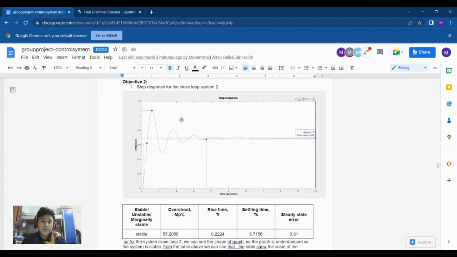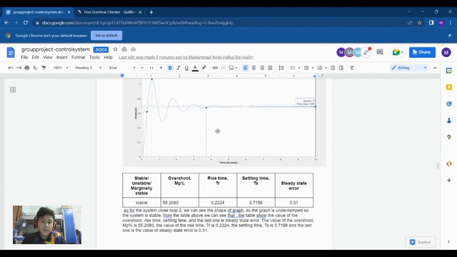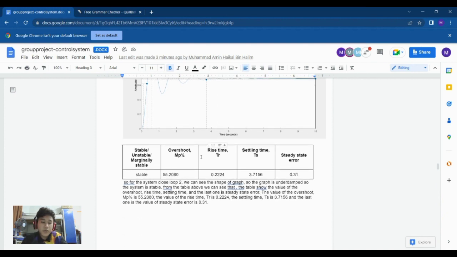So for Objective 2, step response for the closed loop system 2. This is the graph for Objective 2, step response. So for the closed loop system 2, we can see the shape of the graph. So the graph is underdamped. So the system is stable. From the table above, we can see that the table shows the value of the overshoot, rise time, settling time, and the last one is steady state error.